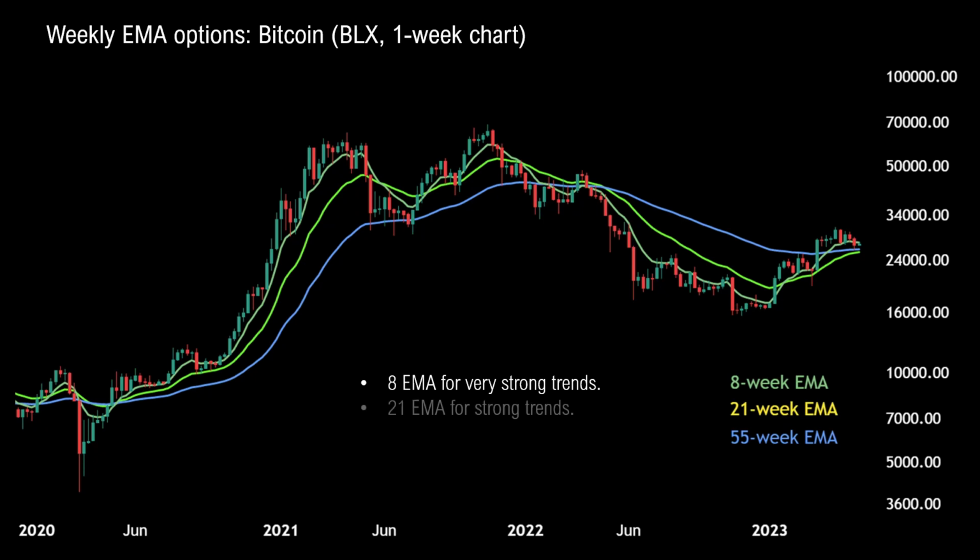Then there's the 21-week EMA in yellow. The price usually starts to bounce off of this when the trend is still strong, but not quite as strong as it is with the 8 EMA. And finally, there's the 55-week EMA. This is a good one for longer-term investors to focus on.